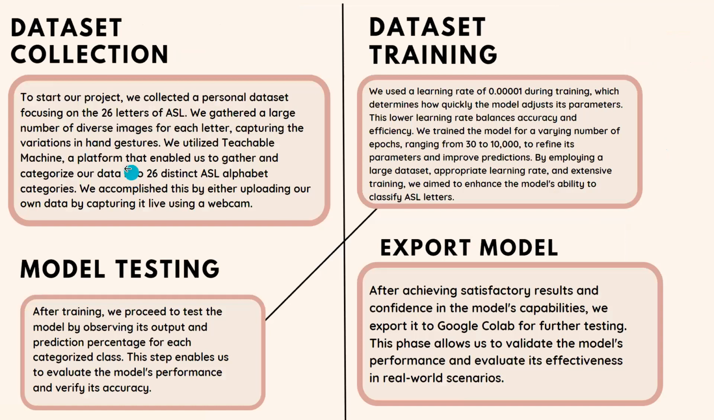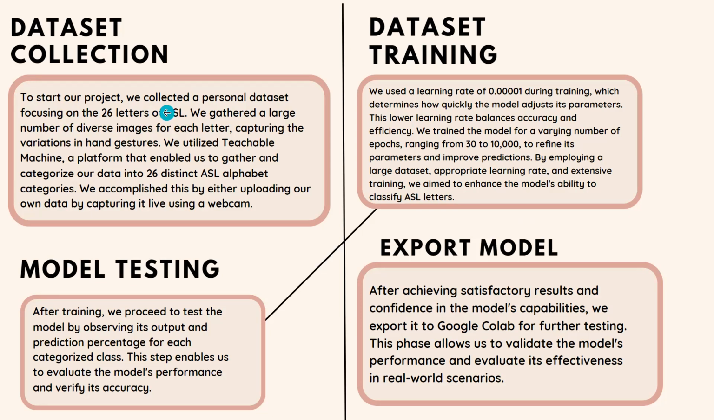All right, so these are the steps which we have taken. Firstly, to initiate our project, we assembled a personalized data set centered around 26 letters according to the American Sign Language Standard. We then curated a substantial collection of diverse images encompassing the range of hand gestures for each letter, A all the way until Z. So we use Teachable Machine, which is basically a platform that facilitates the process of gathering and categorizing our data into 26 distinct ASL alphabet categories. This was achieved either by uploading our own data, but mostly we captured it live using a webcam.